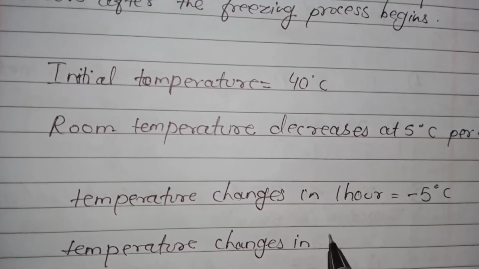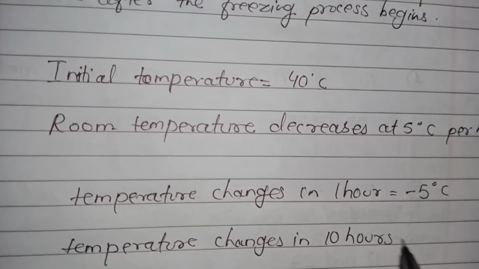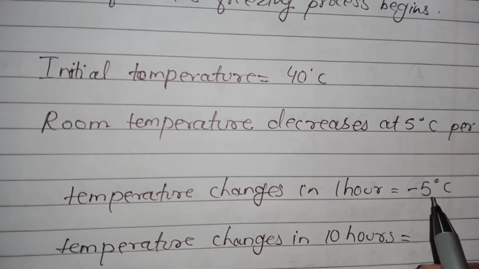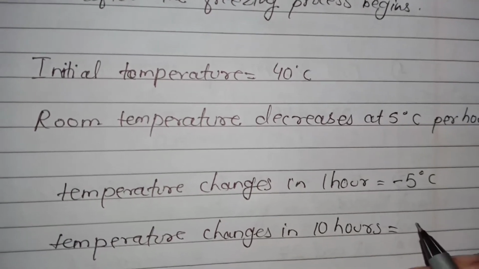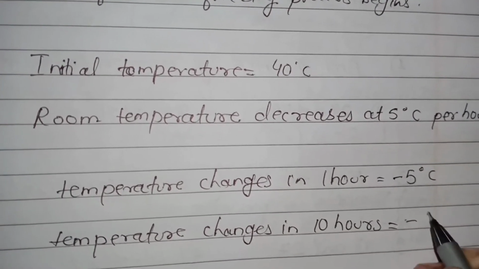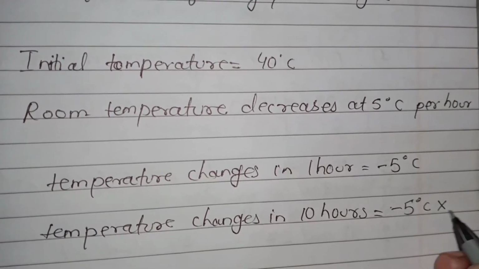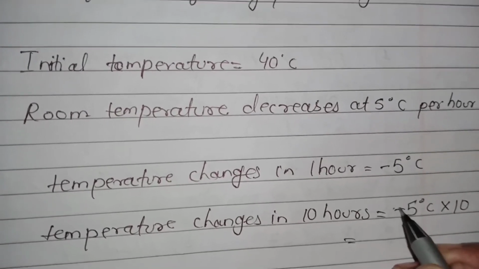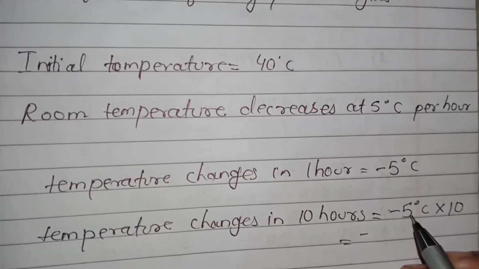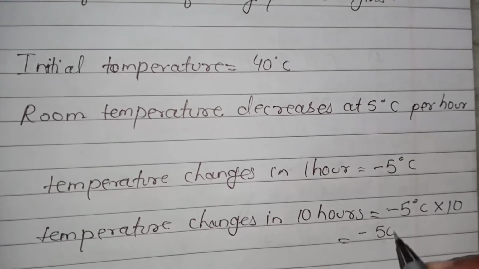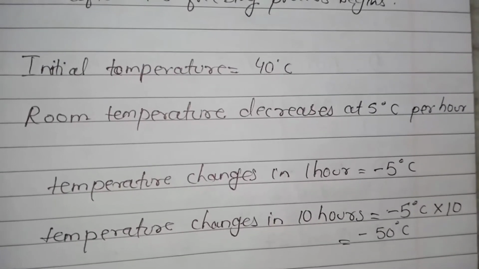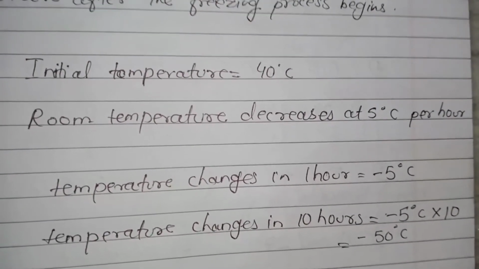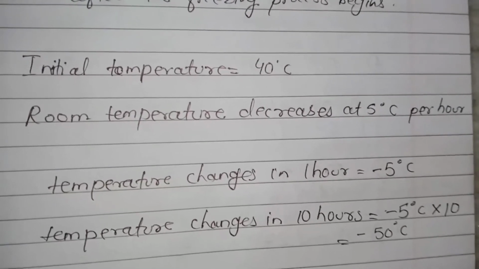So the temperature change in 10 hours: in 1 hour it is minus 5 degrees, so in 10 hours it will be minus 5 into 10, which is minus 50 degrees. So after 10 hours there will be a decrease of 50 degrees.